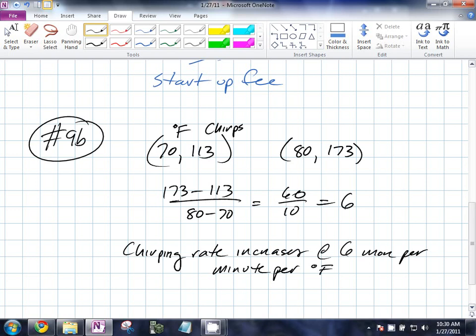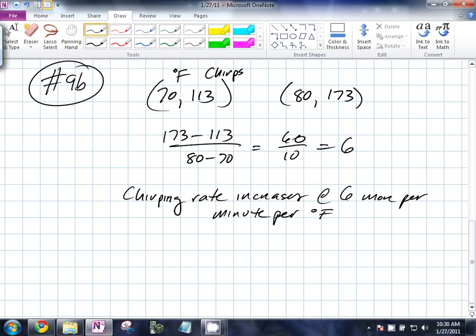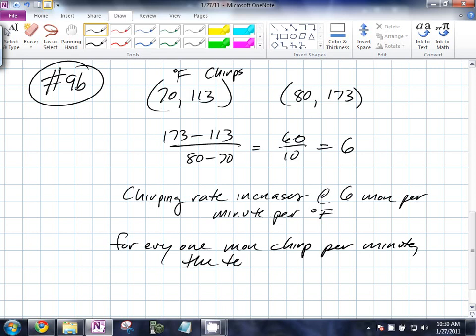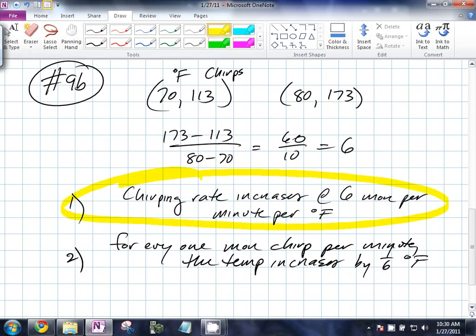One sixth. It would mean that for every one more chirp per minute, the temperature increases by what? Yeah. What seems to be more useful? The first one. This seems like a better way to write it. So let's just go with this one right here. I like that. And this is kind of neat, because if you counted the number of chirps per minute of a cricket, you could maybe predict what? Temperature.